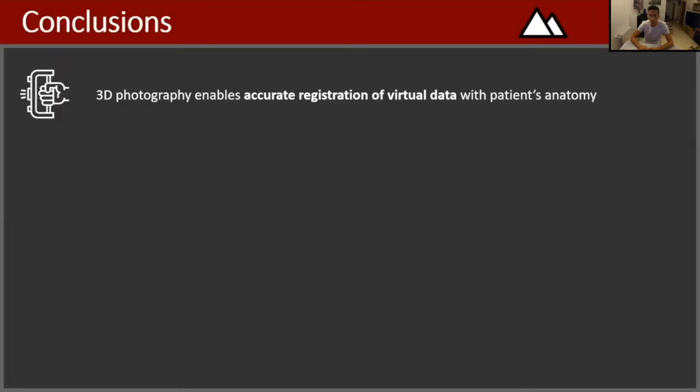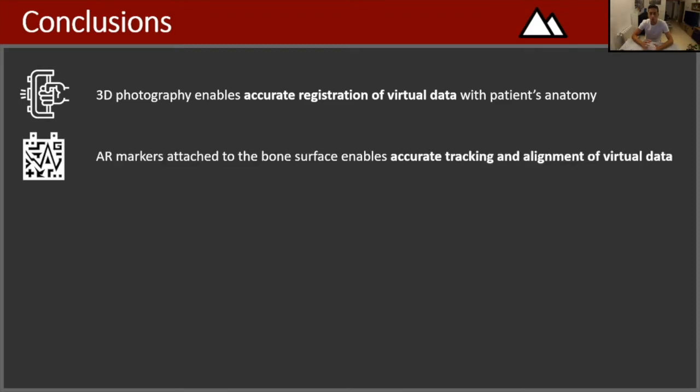we have seen that 3D photography enables an accurate registration of the virtual data with the patient anatomy, which is a common problem in augmented reality. Also, the presence of augmented reality markers attached close to the region of interest enabled an accurate tracking of the anatomy and alignment of the virtual data.